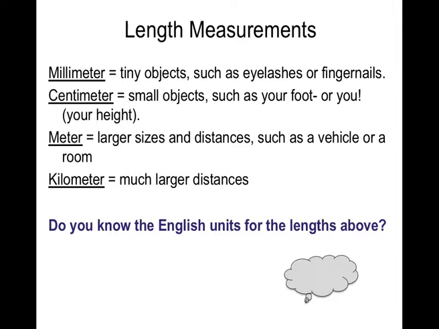We use millimeters to measure tiny objects like your eyelashes or your fingernails. We really wouldn't want to use that to measure big things because it's a super tiny measurement. We use centimeters to measure small objects, meters to measure larger objects, and kilometers for large distances.